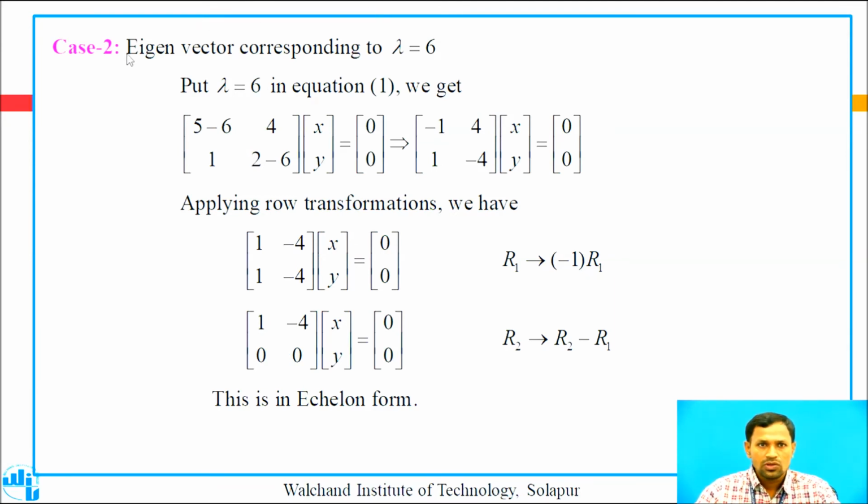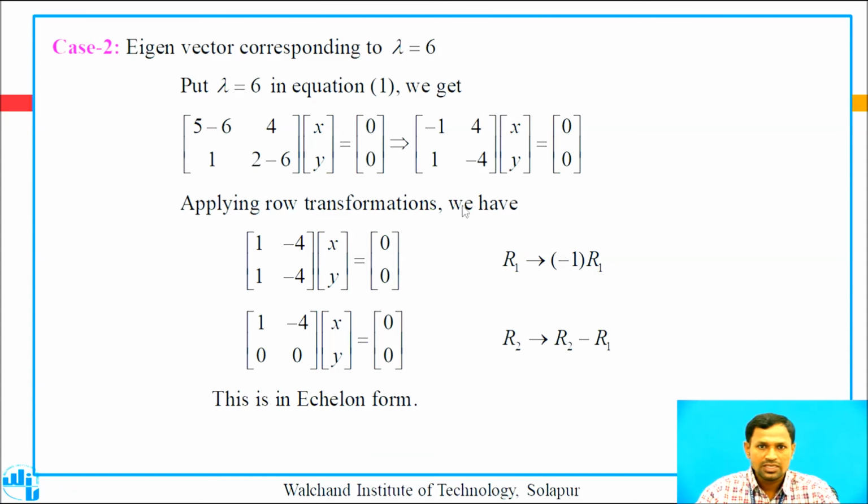Case 2. To find the eigenvector corresponding to lambda equal to 6. For this, put lambda equal to 6 in equation number 1. We get first row 5 minus 6, 4, second row 1, 2 minus 6, into variable matrix x y equal to column matrix 0 0, which implies 5 minus 6 is minus 1, 4, and second row is 1, 2 minus 6 is minus 4, into column matrix x y equal to column matrix 0 0.